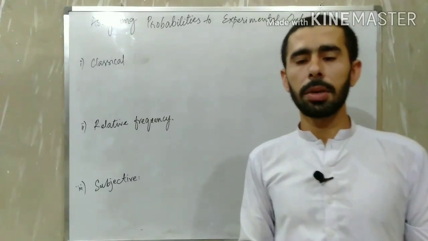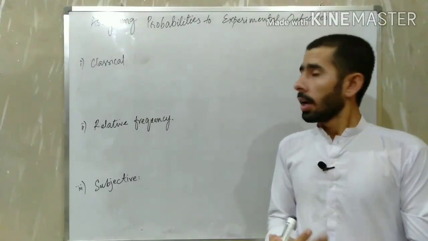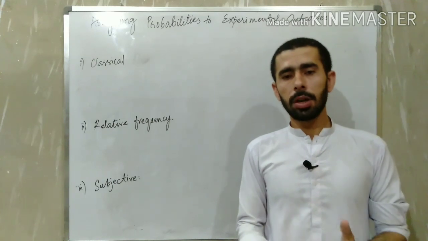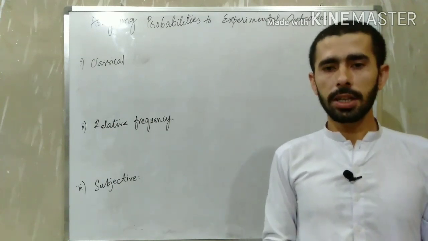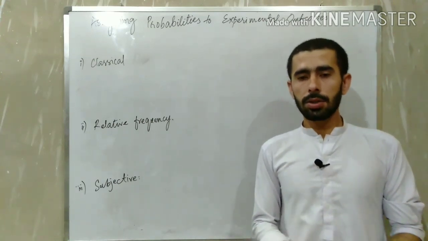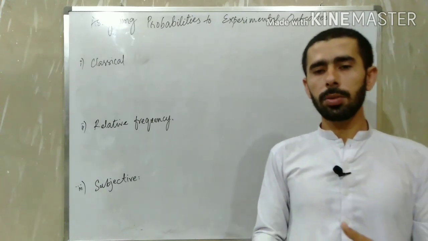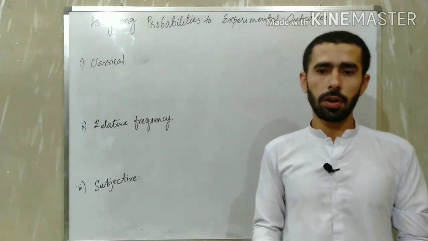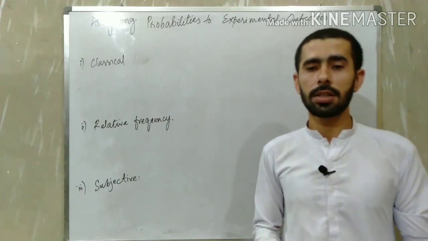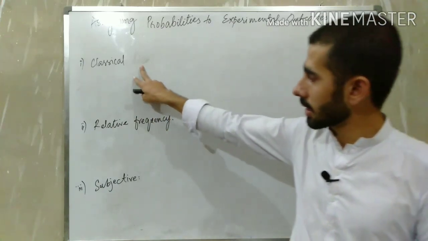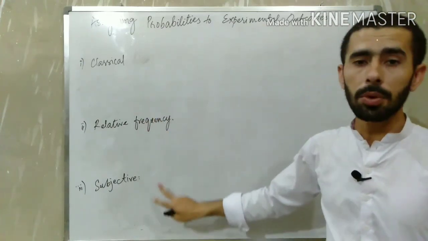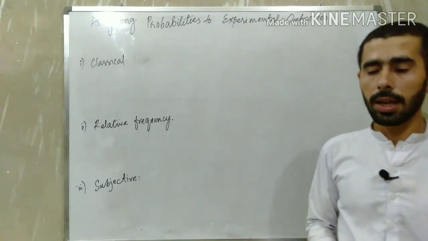Okay, welcome to the second part of the second lecture. In this part, we will start learning about assigning probabilities to different experimental outcomes. The three approaches that we will learn for assigning probabilities to different experimental outcomes are the classical approach, the relative frequency approach, and the subjective approach.